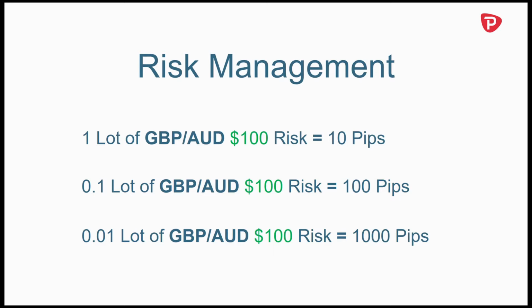So if we want to risk $100 per trade and we feel our stop loss must be 100 pips for this trade, we can put a 0.1 lot in. Alternatively, if our stop loss only needs to be 10 pips, we can use one lot. And remember, contract sizes can be fractions. So if we want to trade 0.25 of a contract size within the Pepperstone platforms, we can do so.